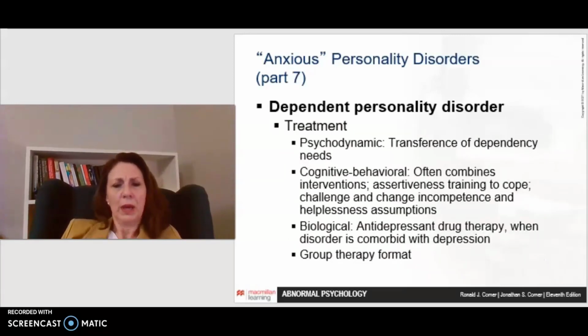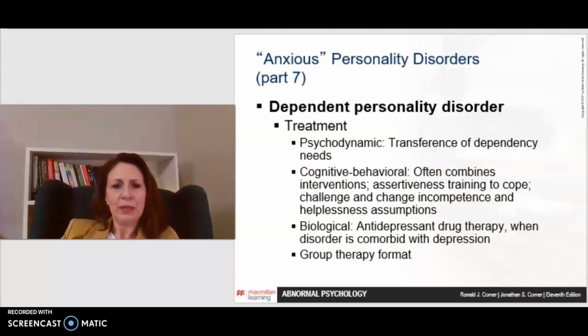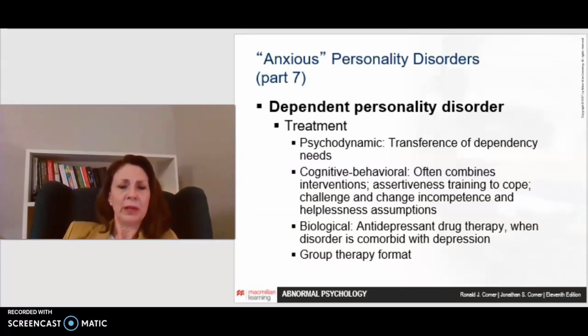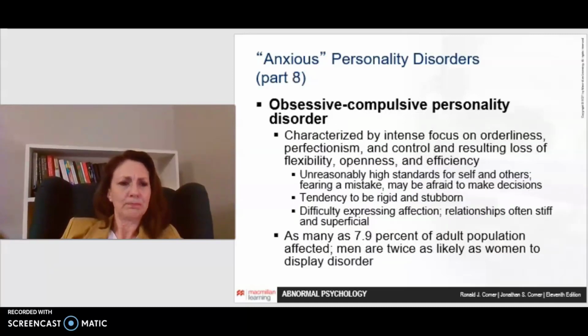Treatment involves a psychodynamic transference of dependency needs in that school of thought. Cognitive behavioral therapists often combine interventions such as assertiveness training and challenging and exchanging incompetence and helpless assumptions, and then the biological therapists use antidepressant drug therapy when the disorder is comorbid with depression. There is a group therapy format oftentimes.